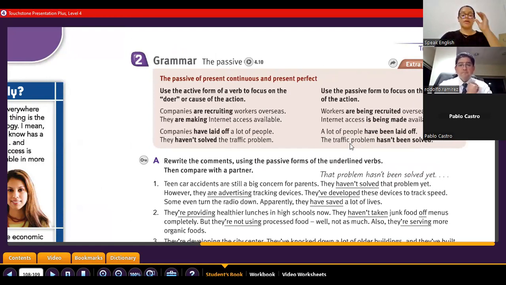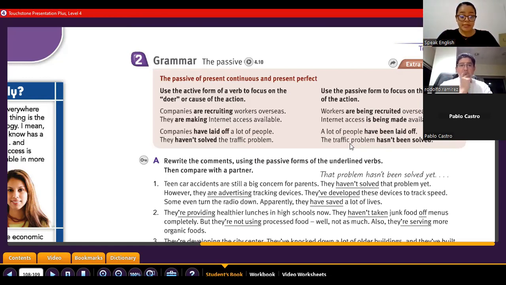Excellent. So, active voice, we focus on who does the action, right? And passive voice, we focus on the person who receives or is affected by the action. Very good. Excellent. So this information is clear, right?